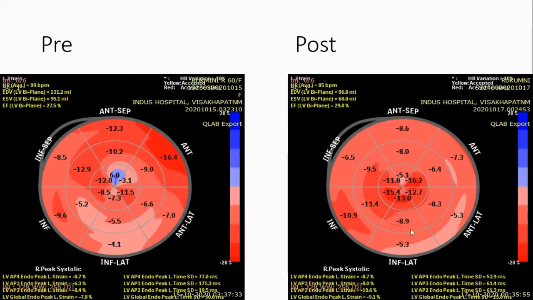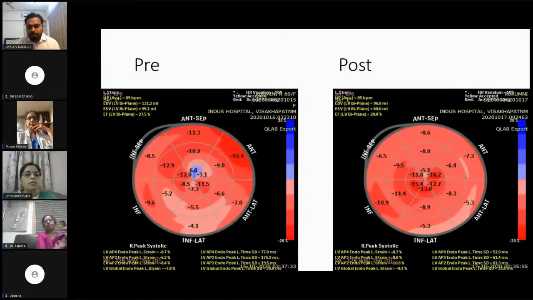You can see the bullseye also. There is an improvement in the apical area mostly. In the bullseye, the apical segments which were blue colored and shown out of phase have improved and become light colored. So there is an increase in the contractility of these segments, although there is no significant increase in the global longitudinal strain. Pre-PCI it was minus 7 and post-PCI it is almost 9. Still it is less than 10%, but it may take some time for the recovery of the global longitudinal strain.